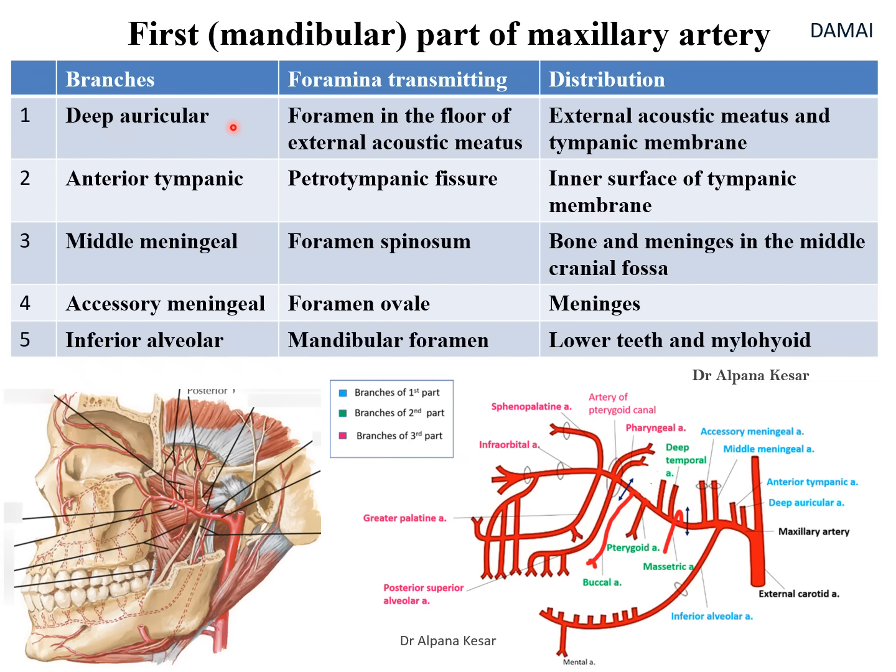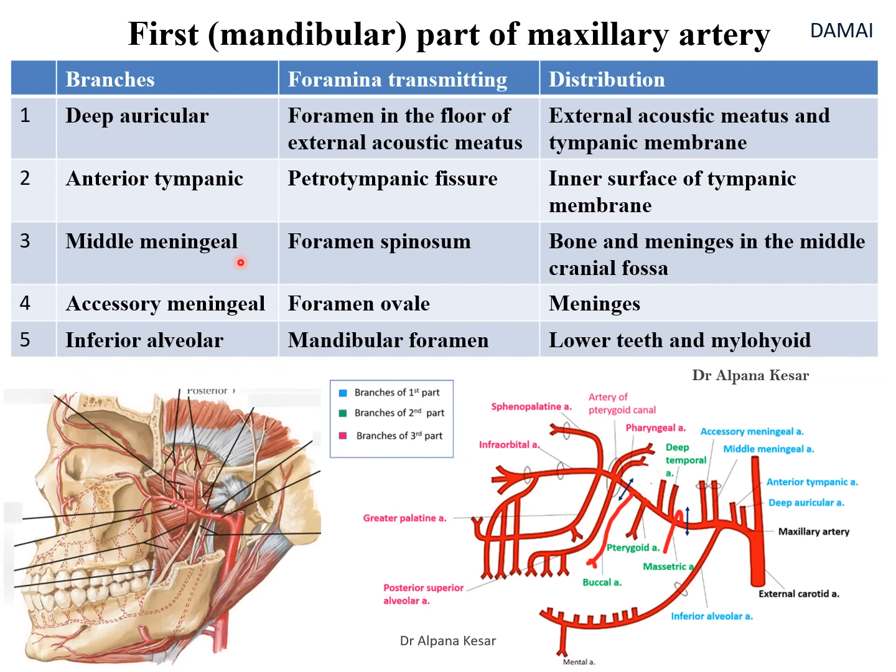Deep auricular passes through foramen in the floor of external acoustic meatus. It supplies external acoustic meatus and tympanic membrane. Anterior tympanic passes through petrotympanic fissure. It supplies inner surface of tympanic membrane.